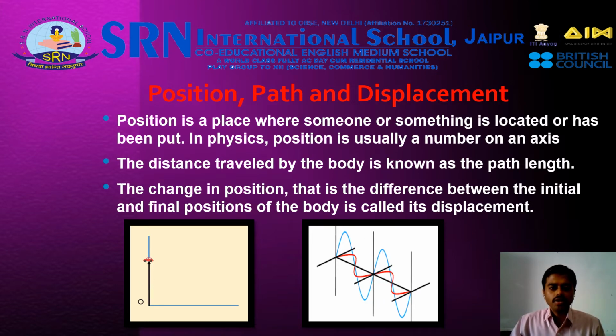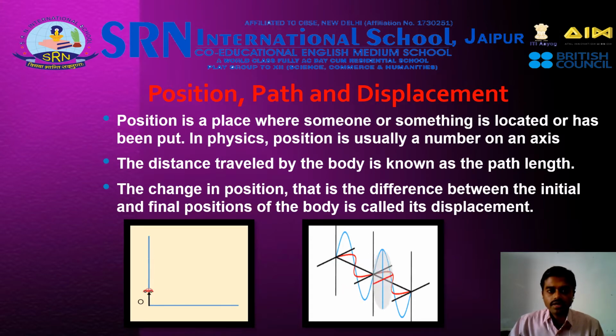Position according to the coordinate axis is defined as the situation where the body is located according to the coordinate system. Second is path. The distance covered by a body, or the total distance covered by the body, is known as path or path length.